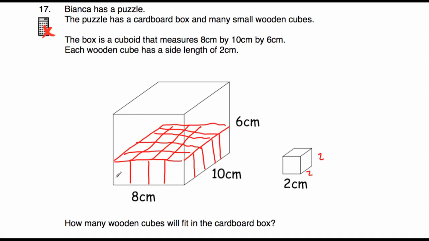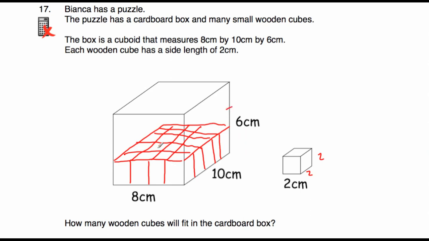Or a quick way to do that would be say, well, 4 fit that way, 5 fit that way, 4 times 5 is 20. So there's 20 of these wooden blocks would fit on the first layer. In terms of how many layers there would be, because each of the blocks is 2 centimeters and the total height of the cuboid is 6 centimeters, there'd be 3 layers.